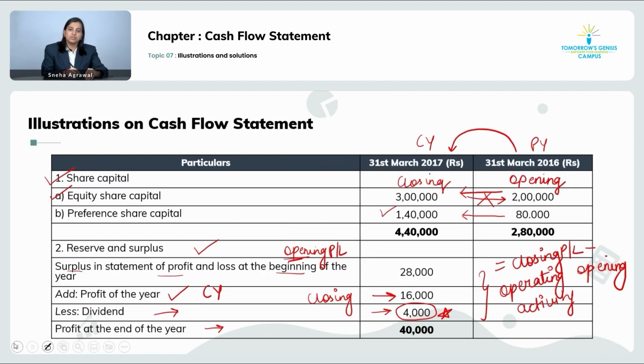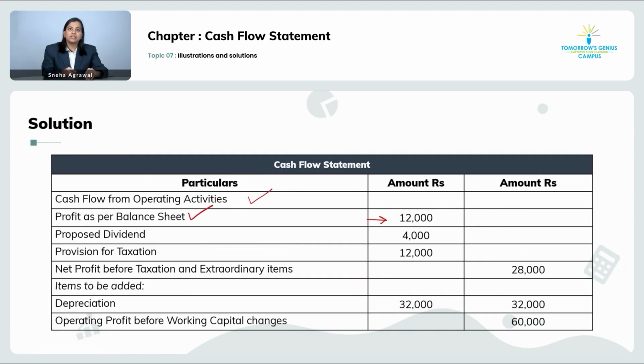In our reserves and surplus note to the accounts, we saw the opening profit and loss and the closing profit and loss. If we deduct 28,000 minus 16,000, we get 12,000 as a profit, right? 28,000 minus 16,000 is nothing but 12,000. Then we are going to add all the extraordinary items. I told you what extraordinary items we have seen in the sum.